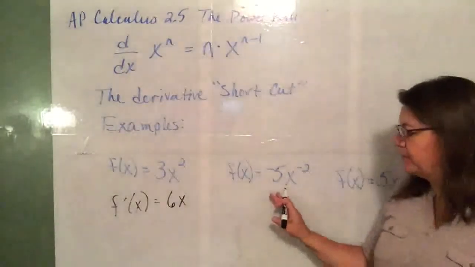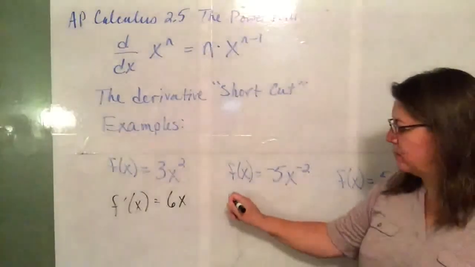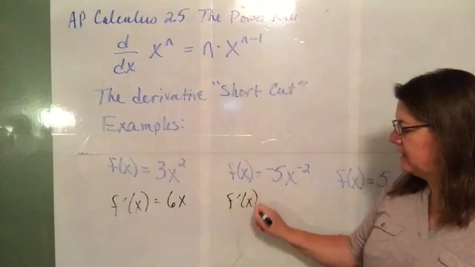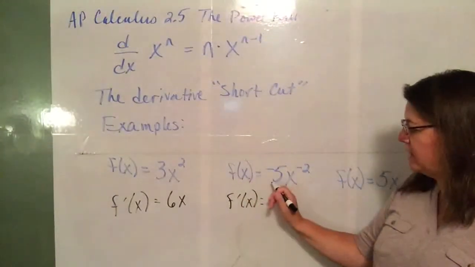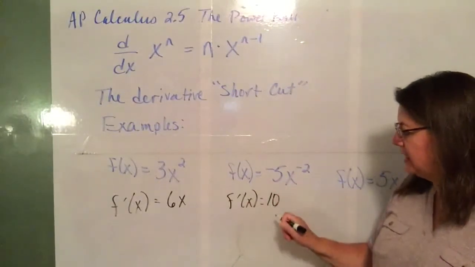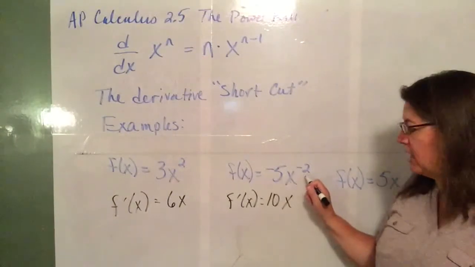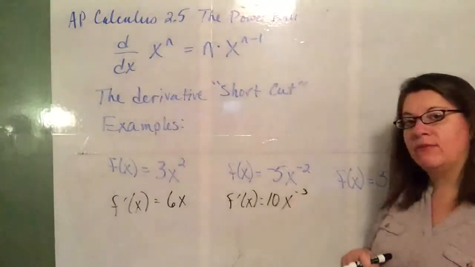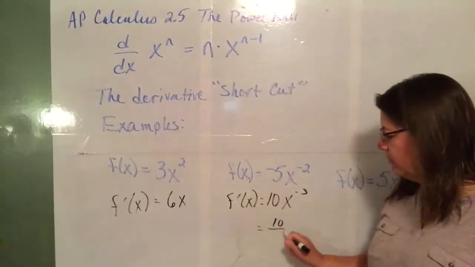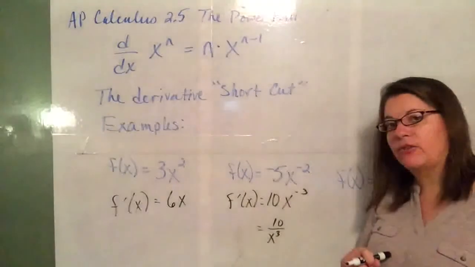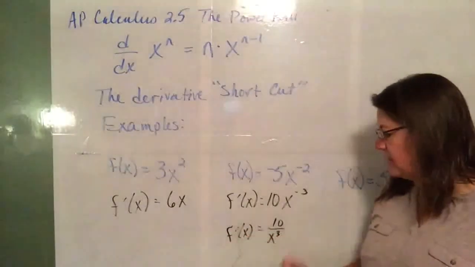For this one, negative 5x to the negative 2, I'm going to find the derivative of that. So this also works with negative exponents. Negative 2 times negative 5 is positive 10. We keep the x, and we decrease the power of negative 2 by 1. So negative 2 minus 1 is negative 3. Now remember, no negative exponents should be in your answer, so we would rewrite that as 10 over x cubed for our answer. So f prime of x is 10 over x cubed.